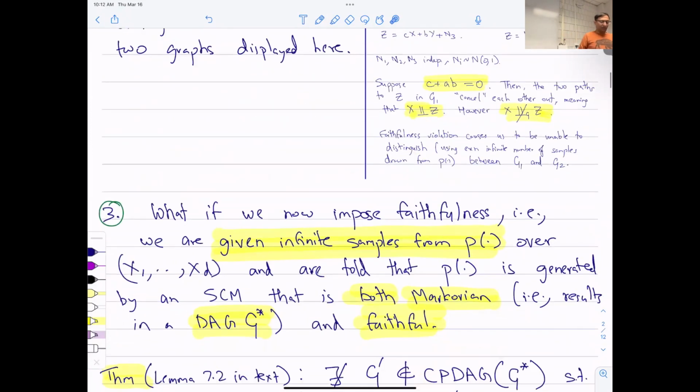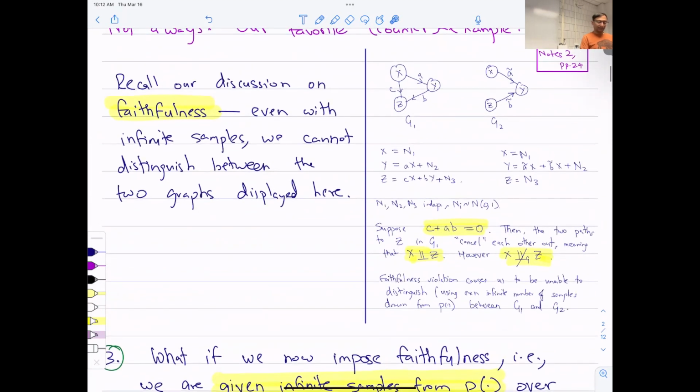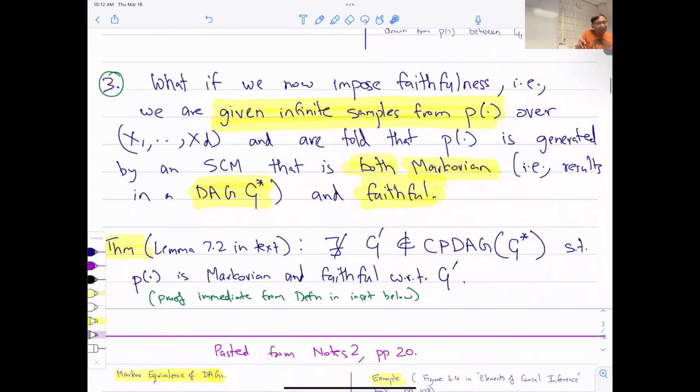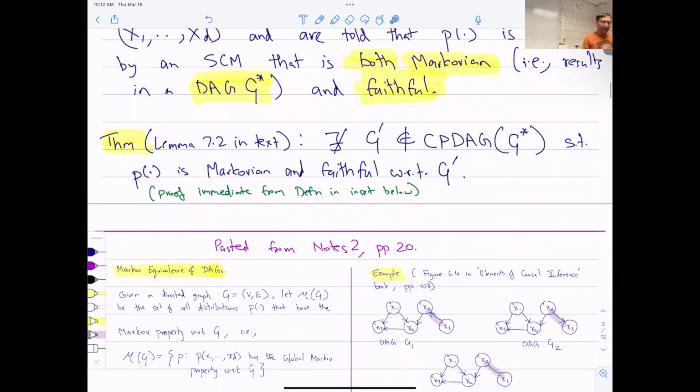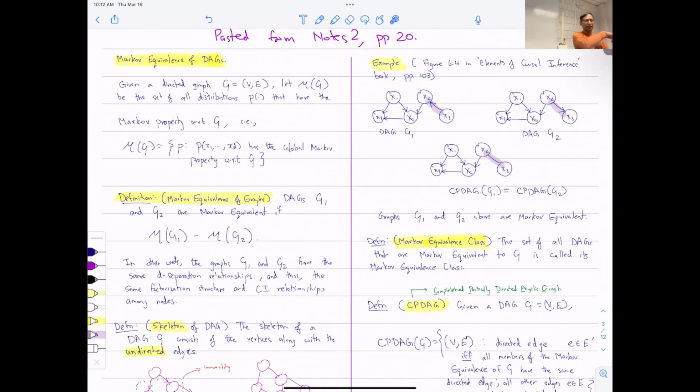All right. So we have this issue. So what if we impose faithfulness? That is, we are given infinite samples from P, and further, we are guaranteed that this does not happen. Then can we actually learn the graph structure? Even then, not quite, but this is what we can show. Remember our statement of CP DAGs previously. I'll just recall the CP DAG because we did it on Tuesday.